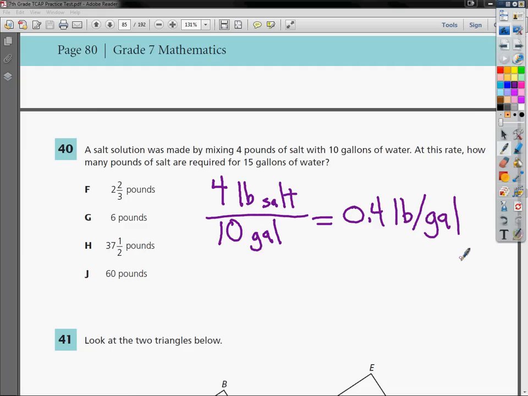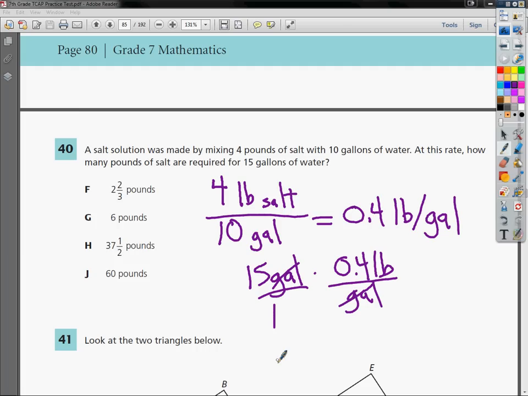Now I can take that information, and I've got 15 gallons. I'm going to multiply that times the 0.4 pounds per gallon. And you can see the gallons will nicely eliminate themselves. I'll be left with pounds, and 15 times 0.4 gives me 6 pounds. So the answer is going to be G one way or the other.